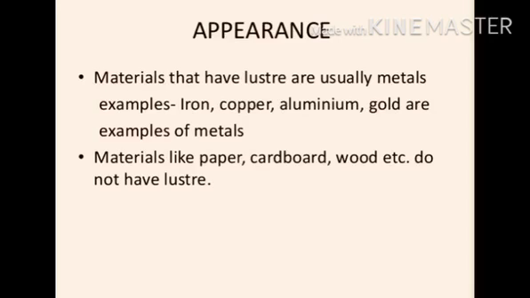Now luster. All metals are shiny. The characteristic shine of metal is called metallic luster. Many materials such as wood do not shine. Certain materials such as copper, aluminum, silver lose their shine when exposed to air, particularly humid air. Once cleaned, all metallic objects start shining once again. Materials that have luster are usually metal, and non-metals do not have luster except diamond and graphite.